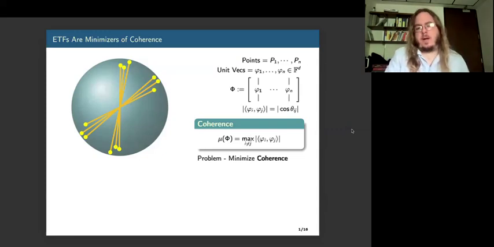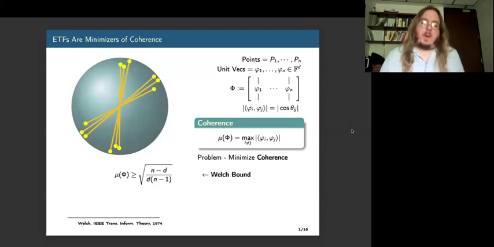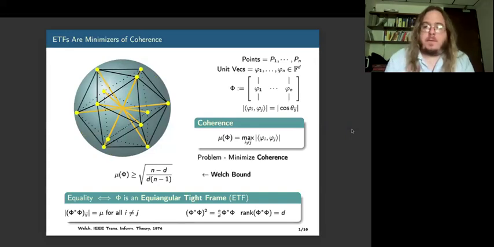So coherence has a lower bound. It's called the Welch bound. It's just in terms of the number of vectors I have and the ambient dimension. And I have conditions for equality on this bound. Equality holds if and only if the phi that I have is an equiangular tight frame. And by this, I mean for this first word, equiangular, I want the off-diagonal entries of the gram matrix to all be uniform modulus.